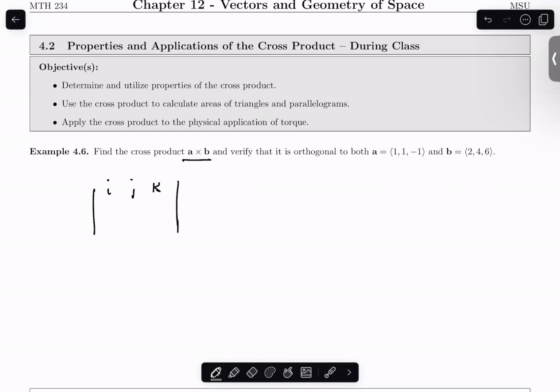In the second row, you get whatever vector comes first here. So in this case, it's a, 1, 1, -1. And then in my final row, I get whatever vector comes second here, in this case, 2, 4, 6.